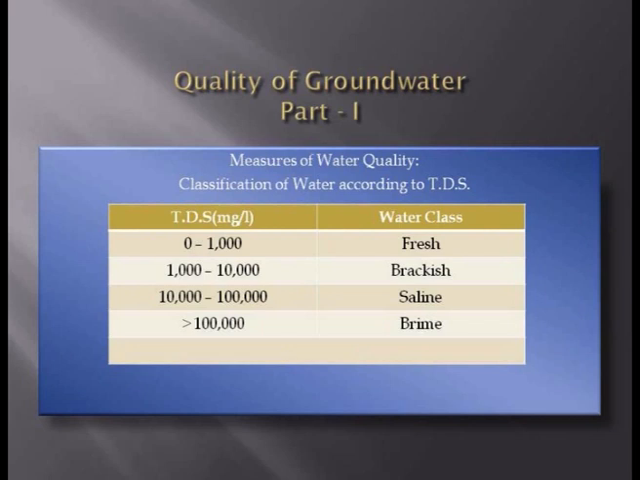Similarly, on the basis of TDS, groundwater is divided into 4 categories: fresh water having TDS 0 to 1000 milligram per liter, brackish water 1000 to 10,000 milligram per liter, saline water 10,000 to 1 lakh milligram per liter, and brine water more than 1 lakh milligram per liter. So, groundwater is classified on the basis of TDS, and also on the basis of hardness.